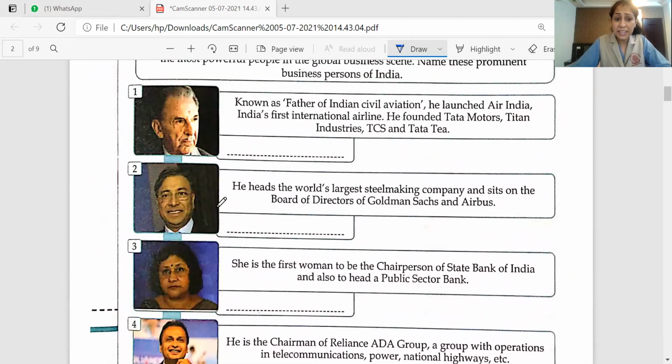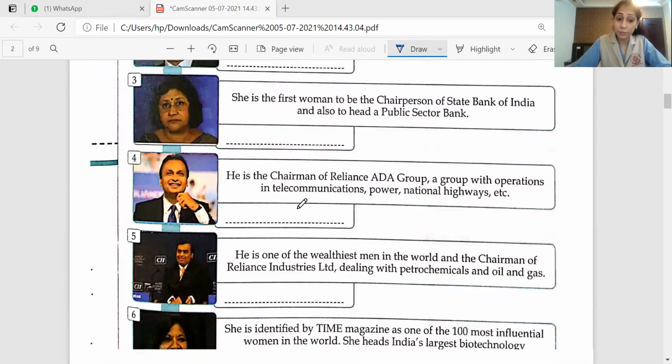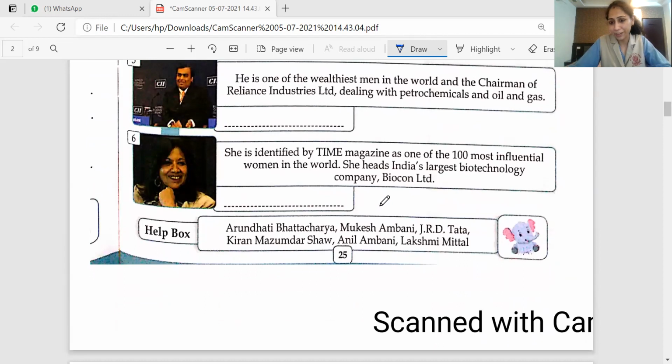Okay. Second one: he heads the world's largest steel making company and sits on the board of directors of Goldman Sachs and Airbus. The answer is Lakshmi Mittal. Otherwise, I'm telling you, he's Lakshmi Nivas Mittal, right? They have given only Lakshmi Mittal. I know him, and he's also counted among the world's richest.